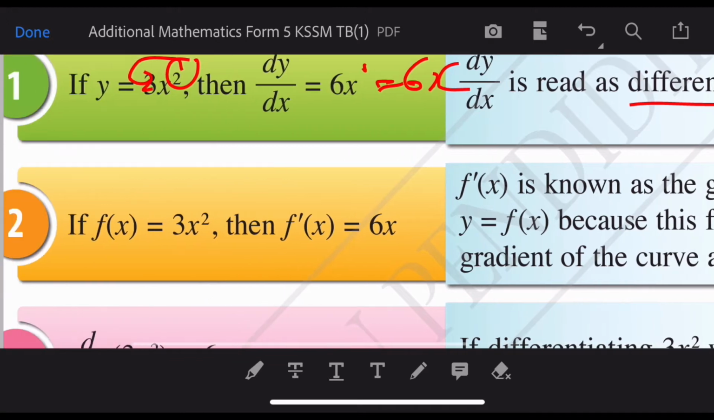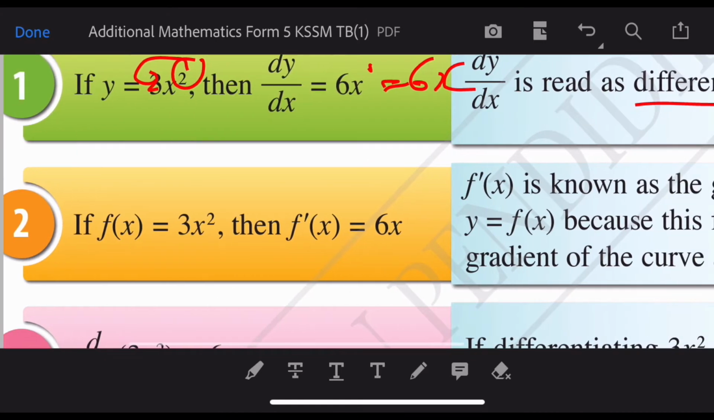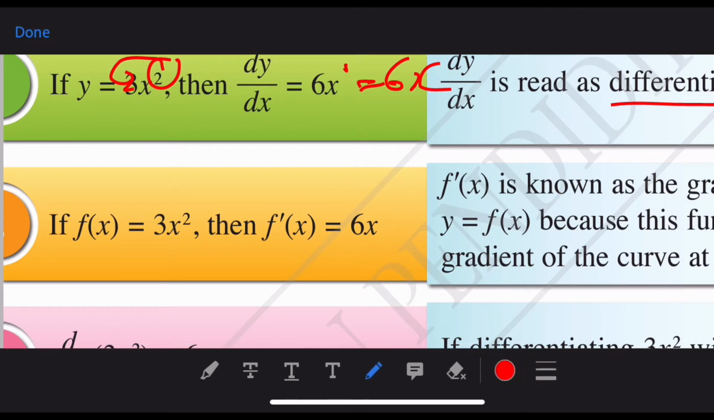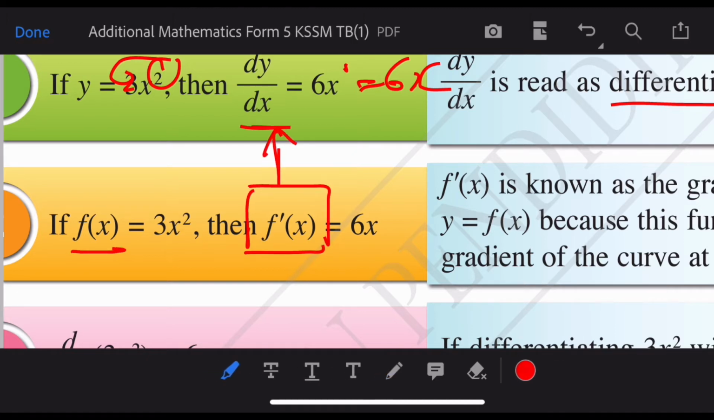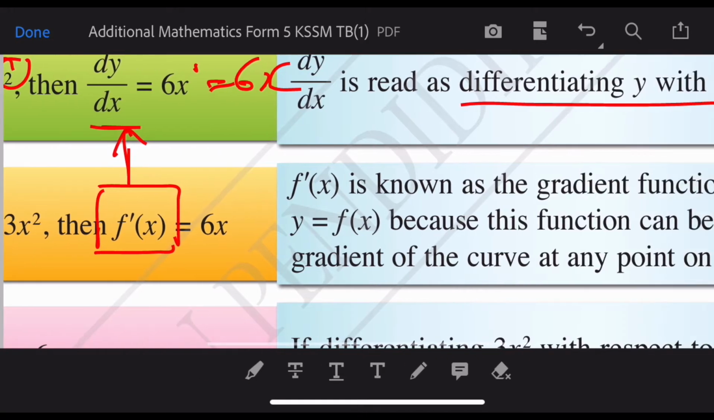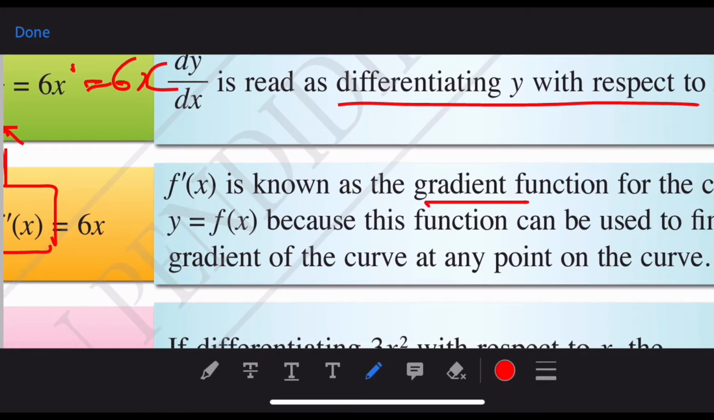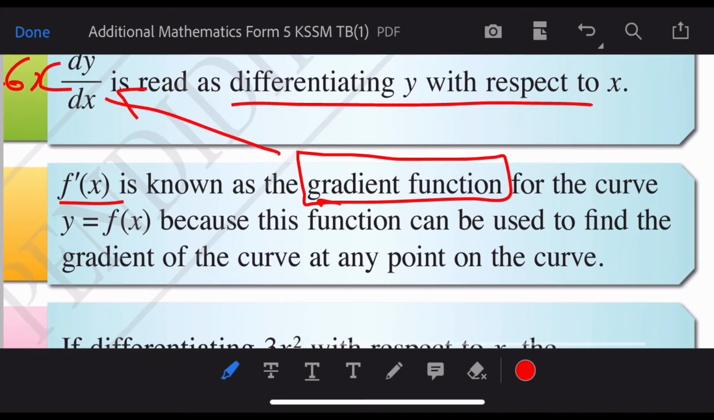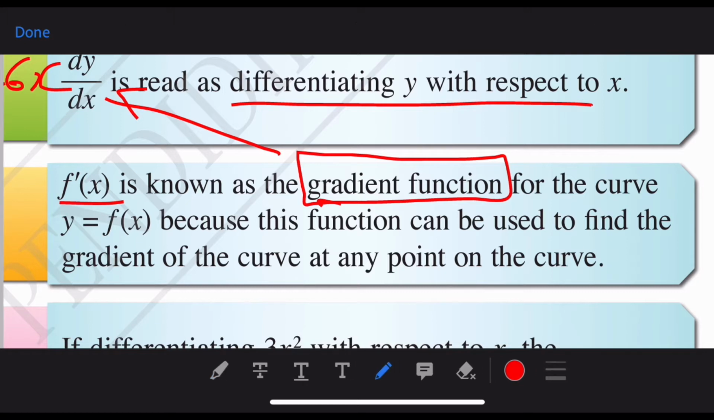So if you differentiate like this, you write dy/dx. In another symbol, we can write y as f(x). Now if I ask you to find f'(x), it's the same as asking you to find dy/dx. Same story. The f'(x) is known as the gradient function. The moment you see gradient function, it means f'(x), and it also means dy/dx.